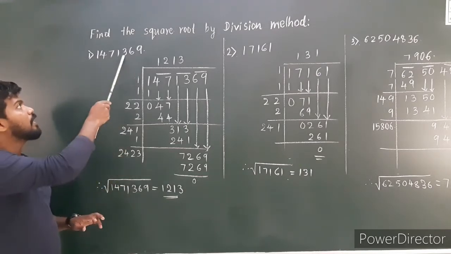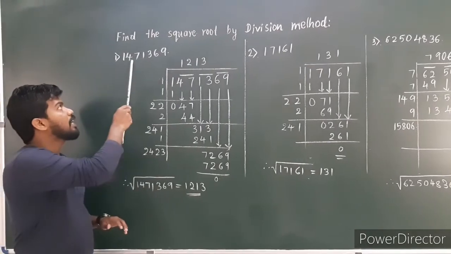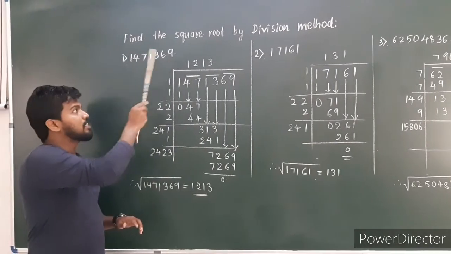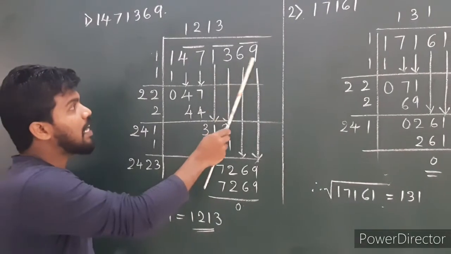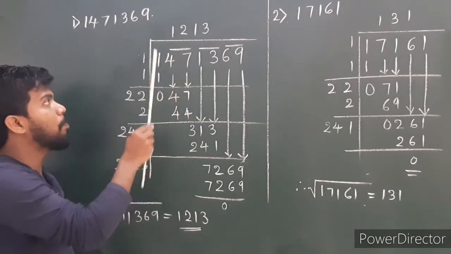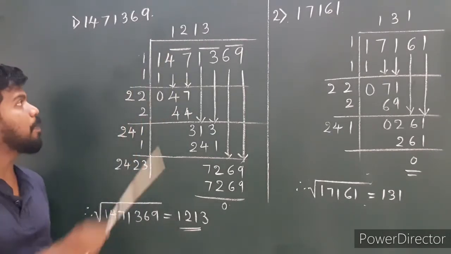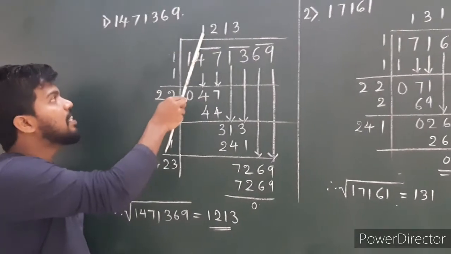The first number is 14,71,369. You write it here and make it into pairs. So 6 and 9 are one pair, 1 and 3 one pair, and 4 and 7 one more pair, and 1 becomes unpaired. You see that the 1 does not have any pair. So 1 ones are 1.